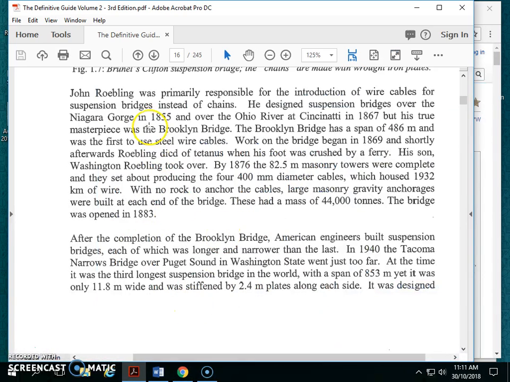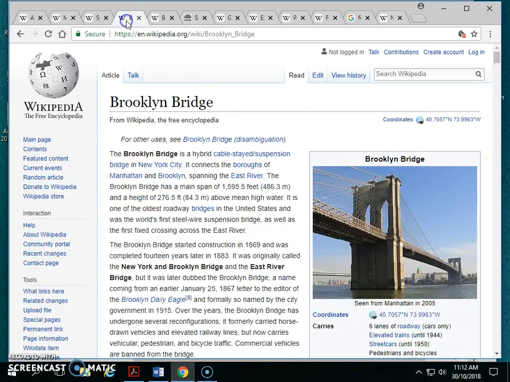Okay, but his masterpiece, the one that he's famous for, is the Brooklyn Bridge, which had a span nearly twice, 486 meters, and was the first to use steel wire cables. So, I think I have Brooklyn Bridge here, and we talked about that in a prior video. It's one of the oldest roadway bridges in the world.